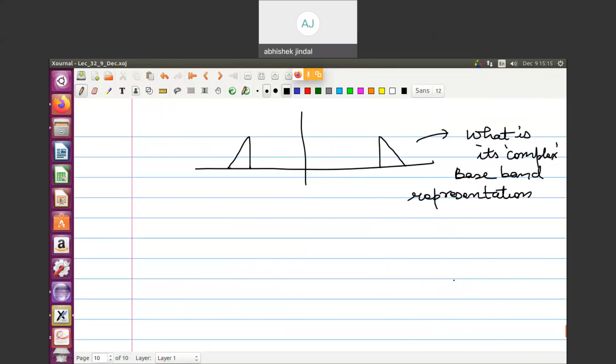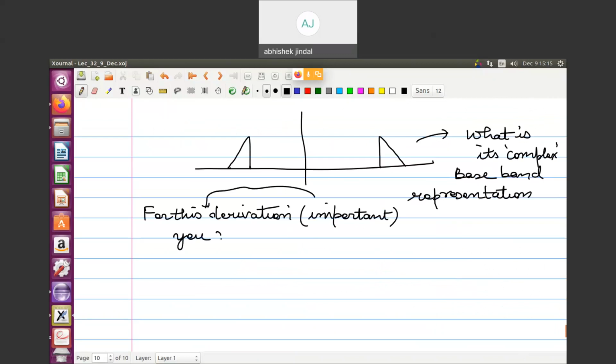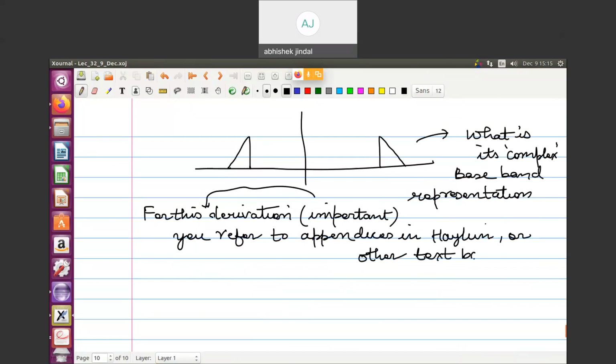This is very important for the course. The course should have answered it, but we couldn't complete it. But for this important derivation, you may refer to the appendices in Haykin or other textbooks. You, I mean the interested reader.